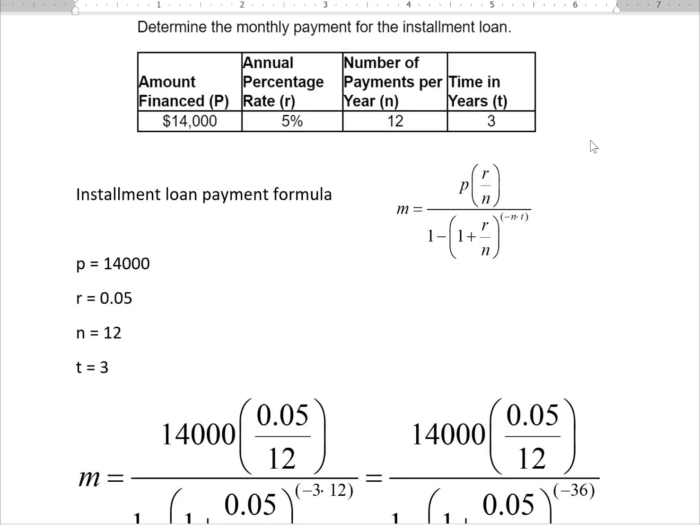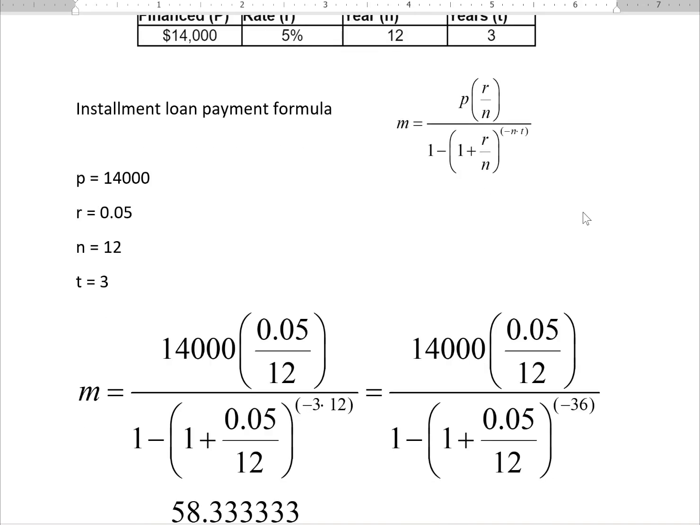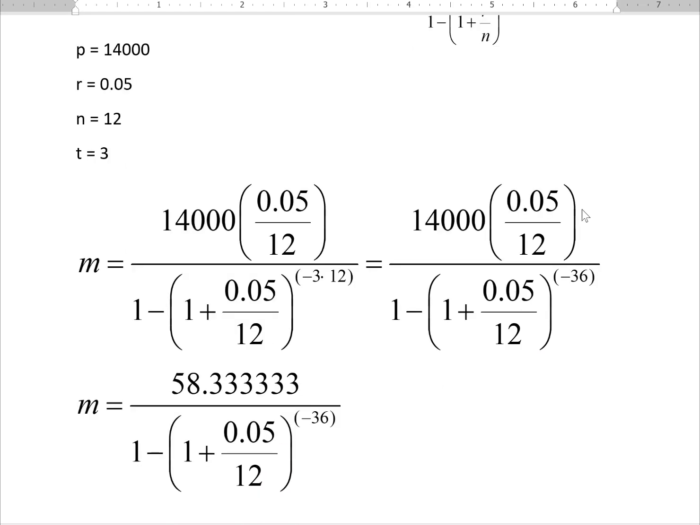And the quantities I'm going to be putting into the formula are P is 14,000. My interest rate as a decimal is 0.05. The number of payments per year N is 12, and the time T is 3. And I went ahead and put the numbers into my formula. Important to notice in this formula, in the denominator, there's a negative exponent. That's very, very important. And I went ahead and simplified it in step 2.